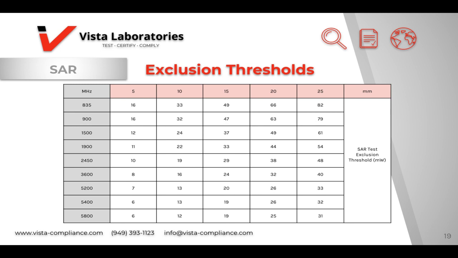So you have your frequencies on the left. This is not a complete table. This is just a summary, so you can still calculate it using the formula we just did. And then the millimeters, the red row would be the separation distance, and the numbers in the table are the thresholds.